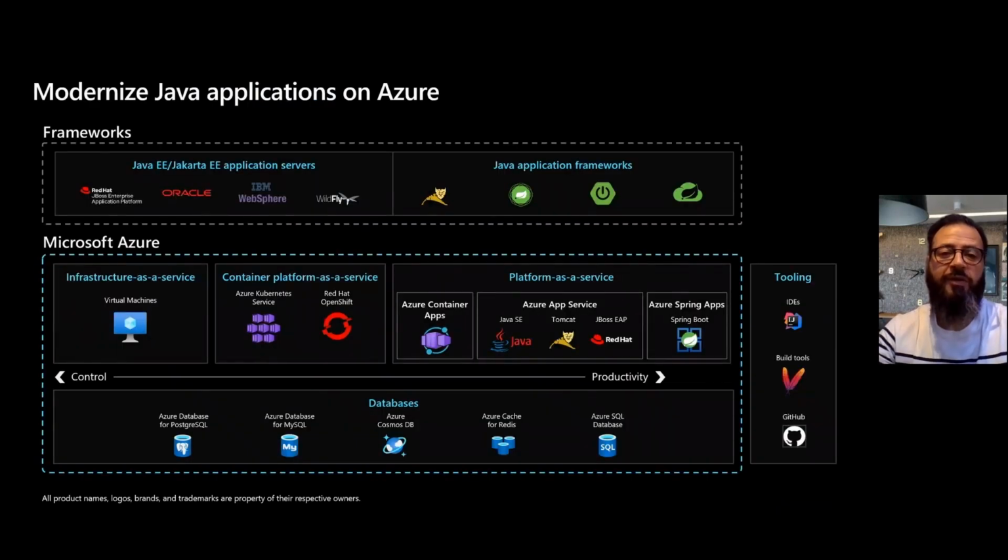The Java ecosystem is broad, and Azure supports your Java workloads with an abundance of choice. To land on Azure, I see three patterns: lift and shift, modernize using containers, and modernize through PaaS platform, which could be managed Tomcat, managed JBoss EAP, or managed Spring.